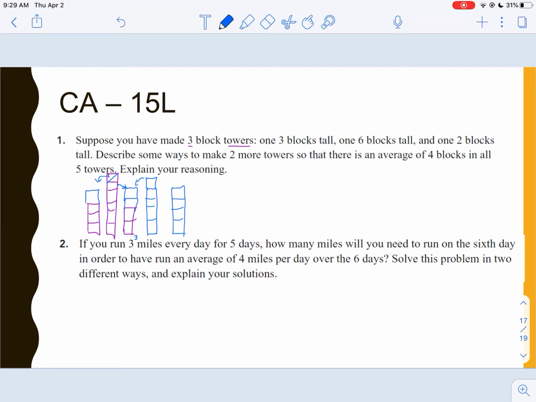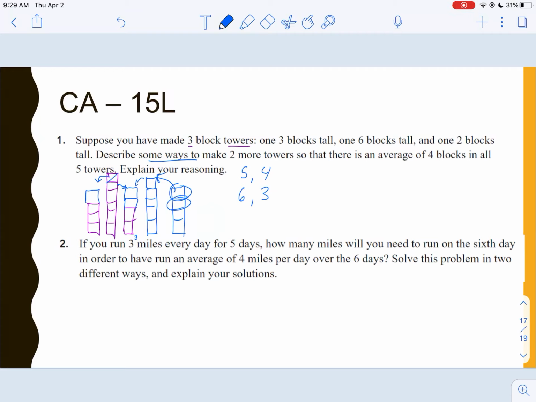So one way to make 2 more towers is to make a tower of 5 and a tower of 4. And if I do that, that'll allow me to redistribute, so I end up with even towers everywhere. But it asks to describe some ways to make 2 more towers. So what if I just move this block up here? Now I would have a tower of 6 and a tower of 3.